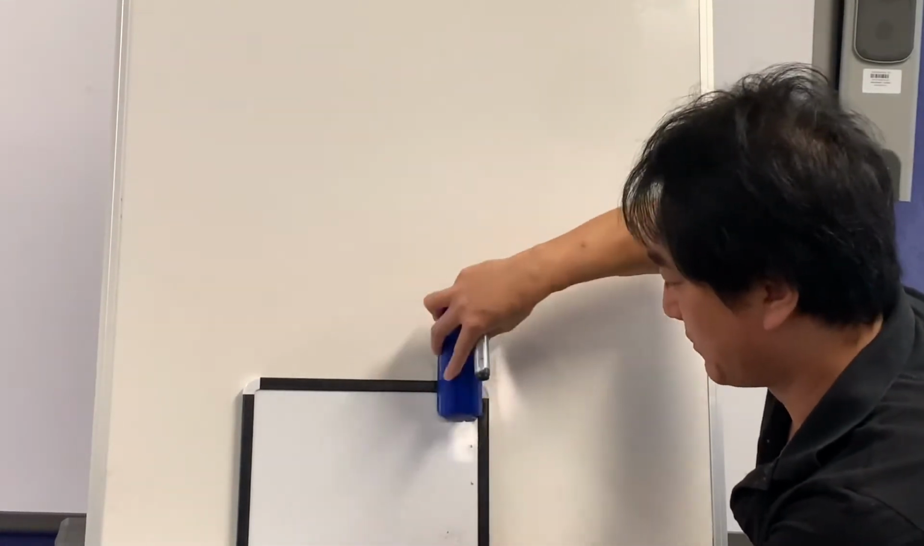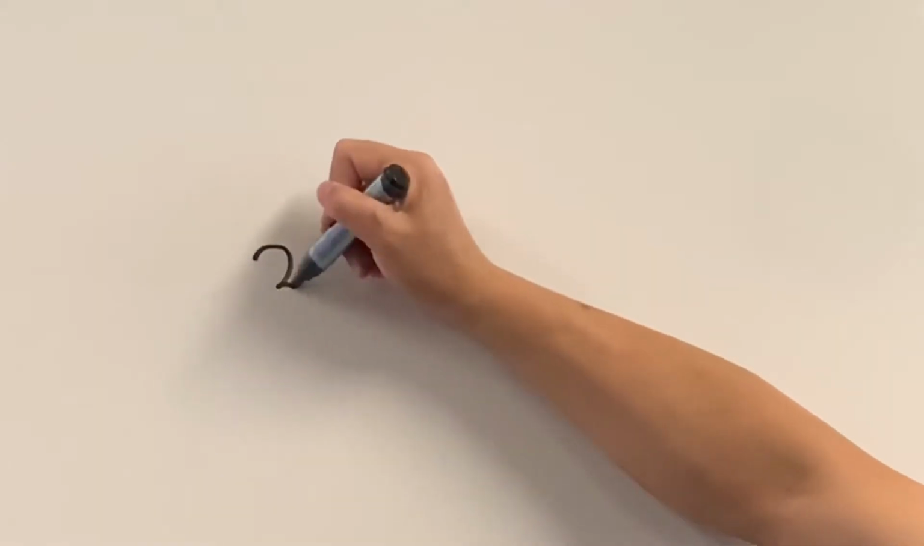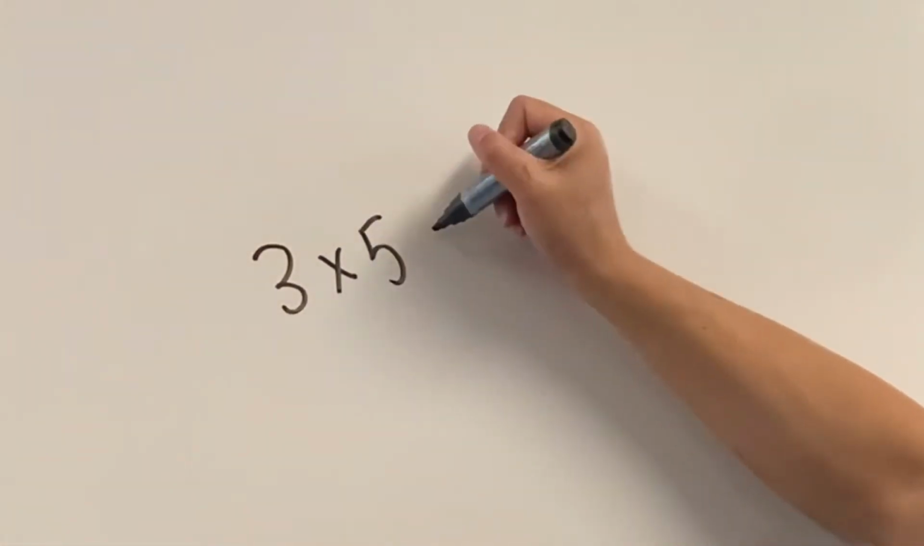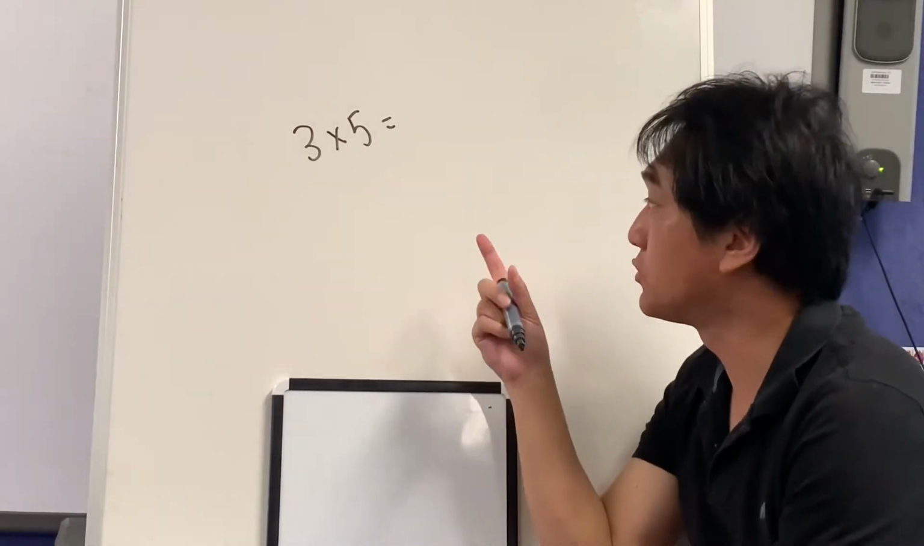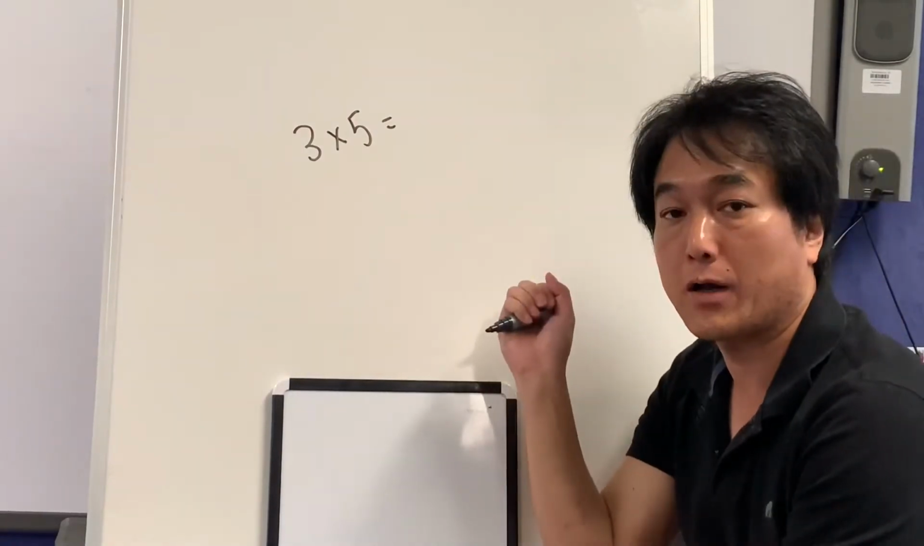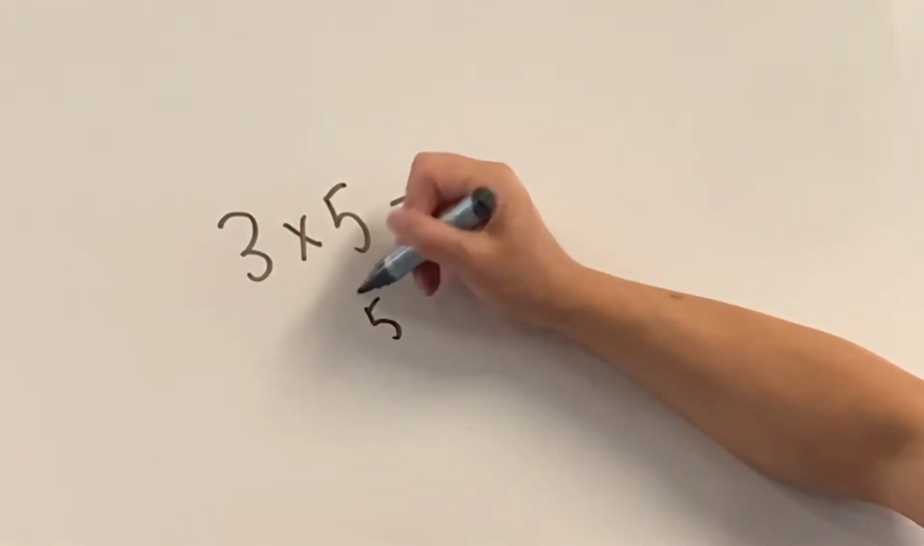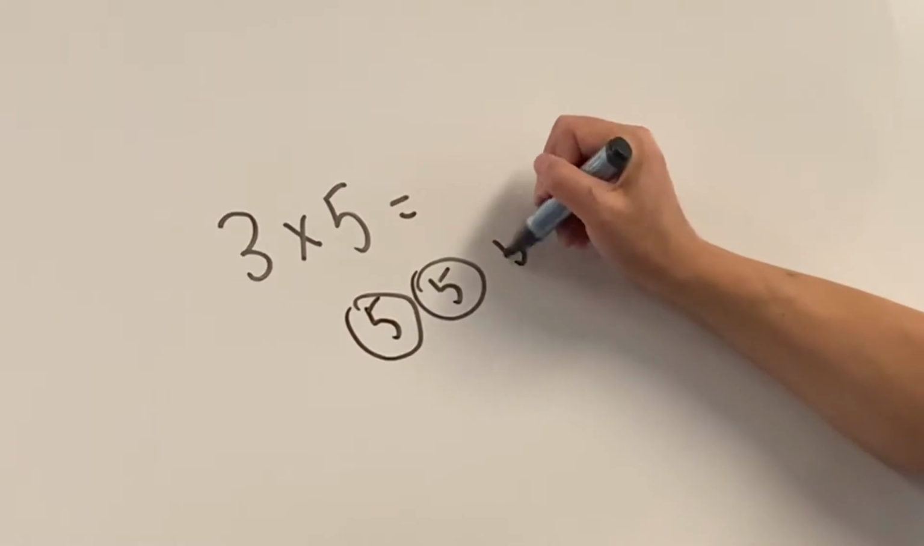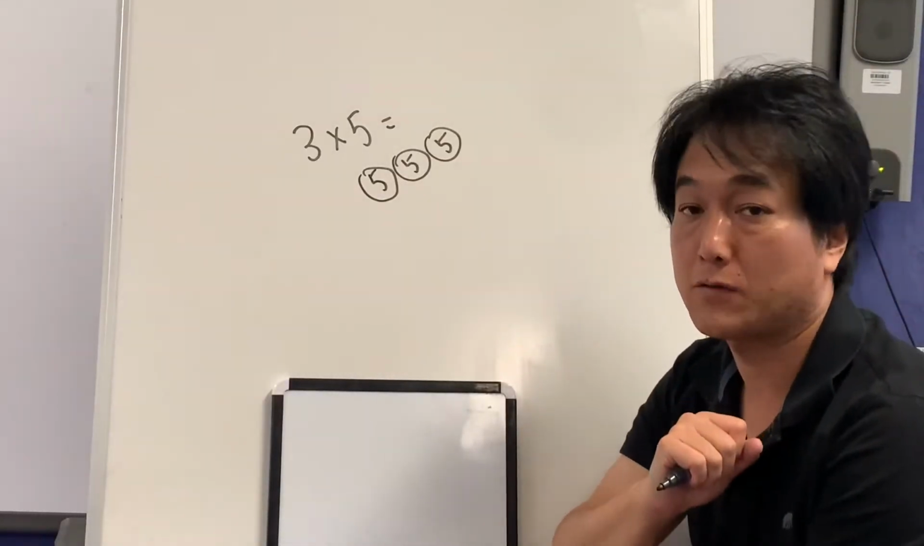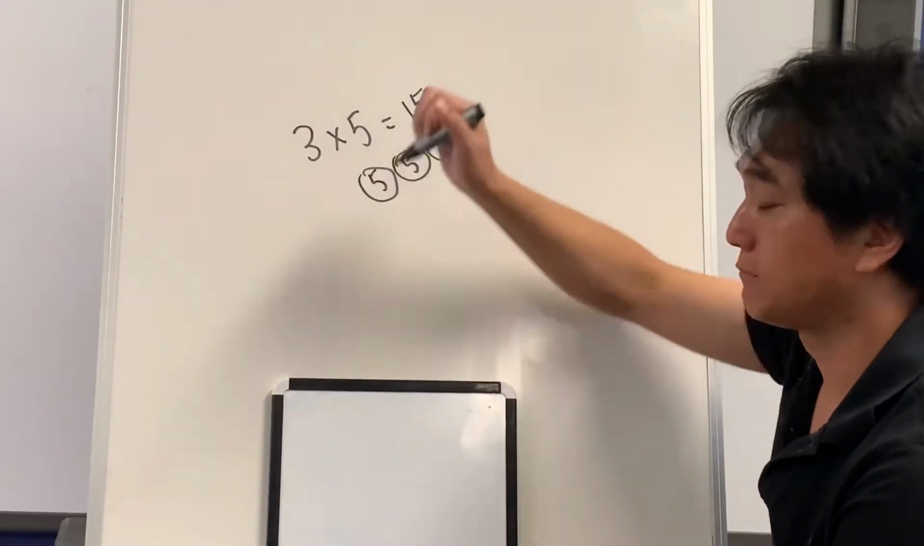Before we start the actual algorithm, let's talk about what's happening here. You need to know what multiplication means. When we say 3 times 5, in our language, English, it means 3 lots of 5s. So this is what it is, right? And that's 15. Are we good with that?